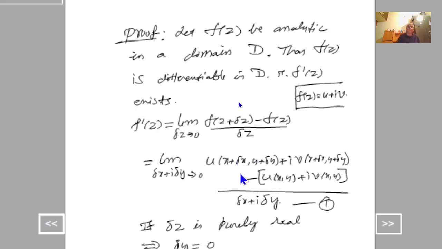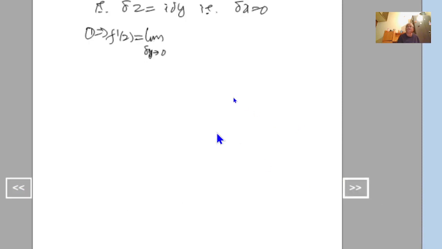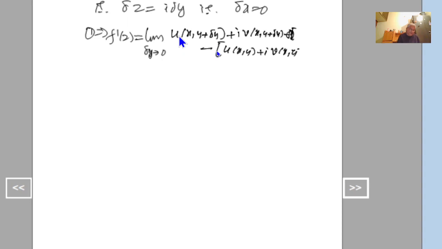So here we write this as u of x comma y plus delta y plus i into v of x comma y plus delta y, minus u of x comma y plus i into v of x comma y, this divided by i into delta y. Delta z, we have taken delta z equal to i into delta y.